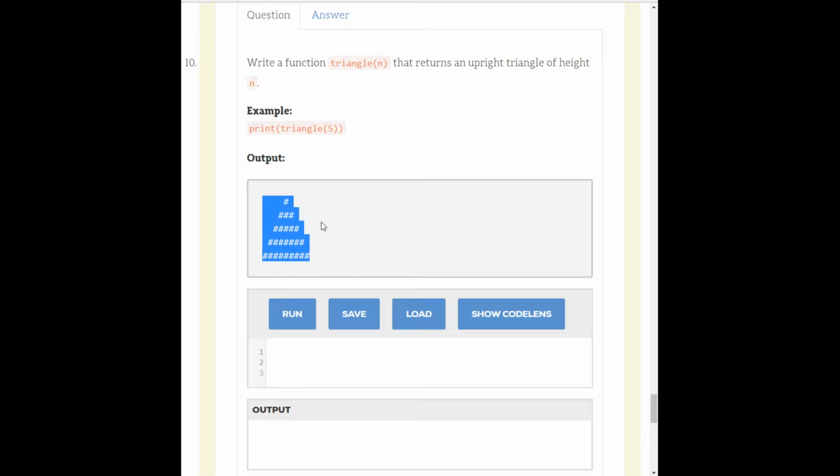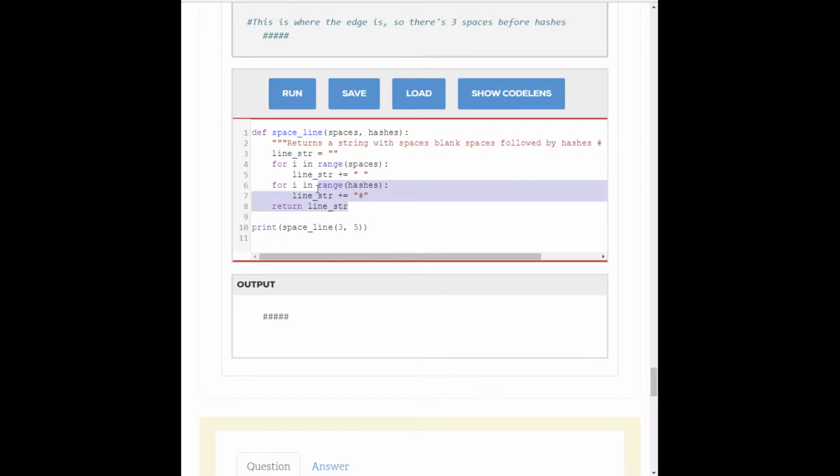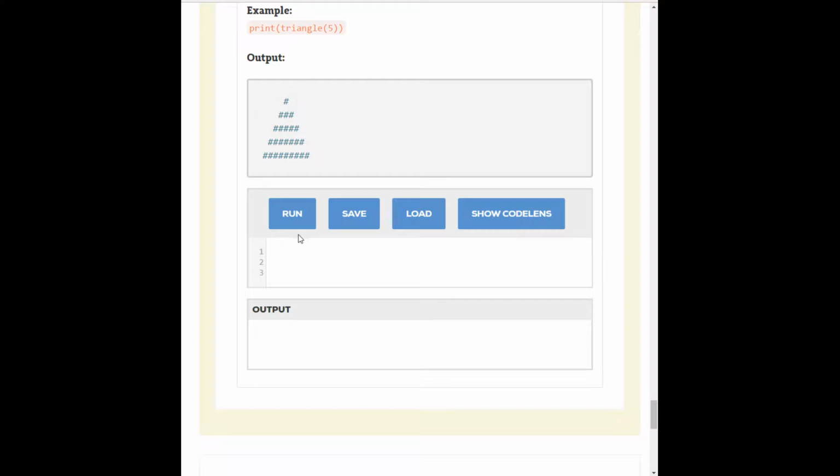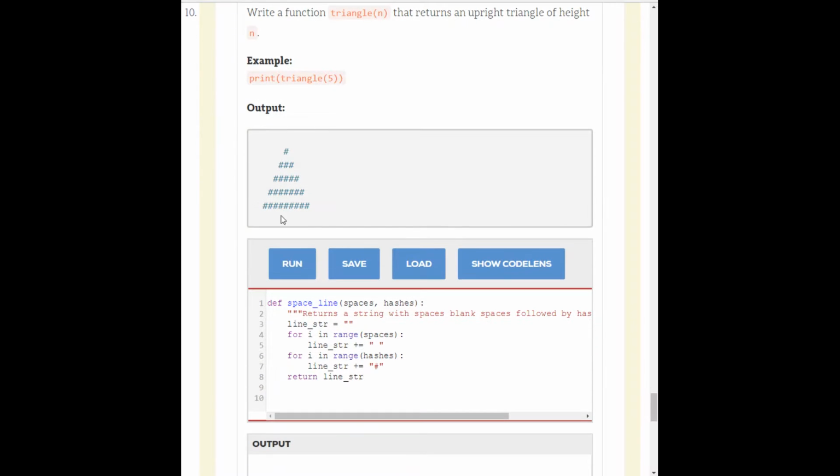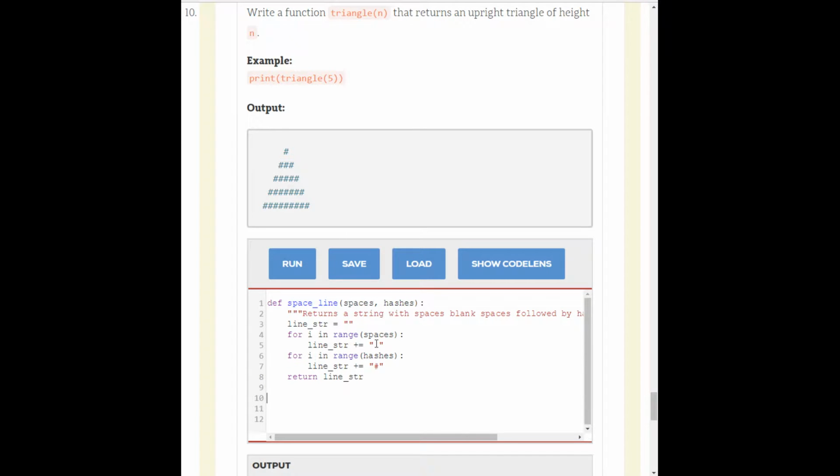It may not be immediately obvious what's going on here, and they don't tell us this, but you're going to need to make use of your spaceline function in order to make this actually happen. So go ahead, give it a shot using your spaceline function that you've written previously, and see if you can get your new triangle n function to do what this asks us to do.